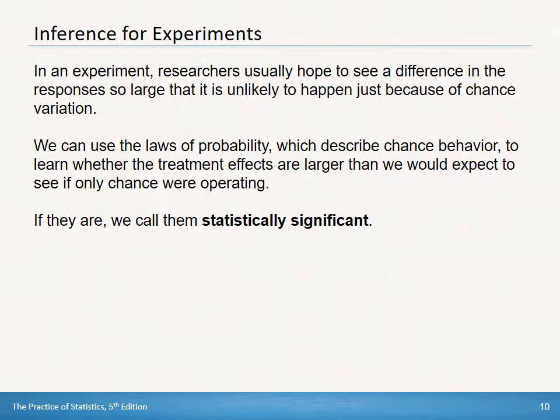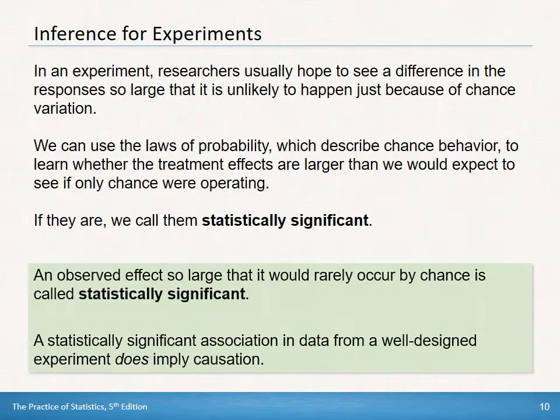So we use the laws of probability, which describe chance behavior, to learn whether the treatment effects are larger than we would expect if we just saw it by chance. If they are larger than what we would expect by chance, we call them statistically significant. Okay, so that's your next word. An observed effect so large that it would rarely occur by chance. So that's statistically significant. Doesn't mean that it couldn't happen by chance. Everything is possible, but it's very unlikely to happen.